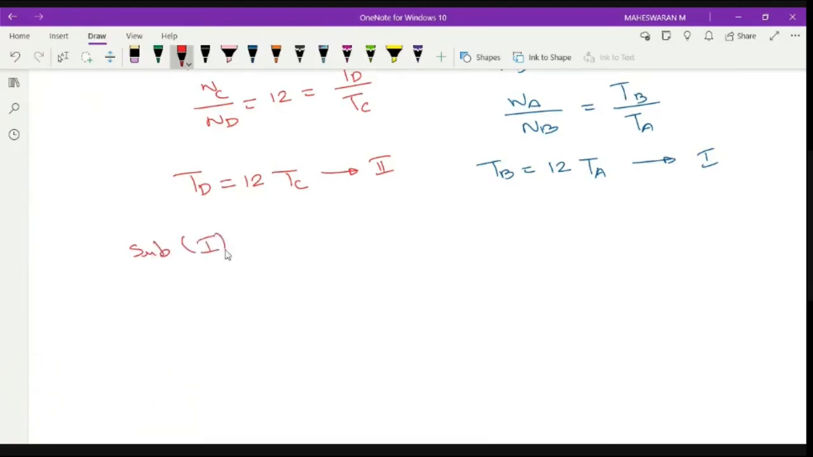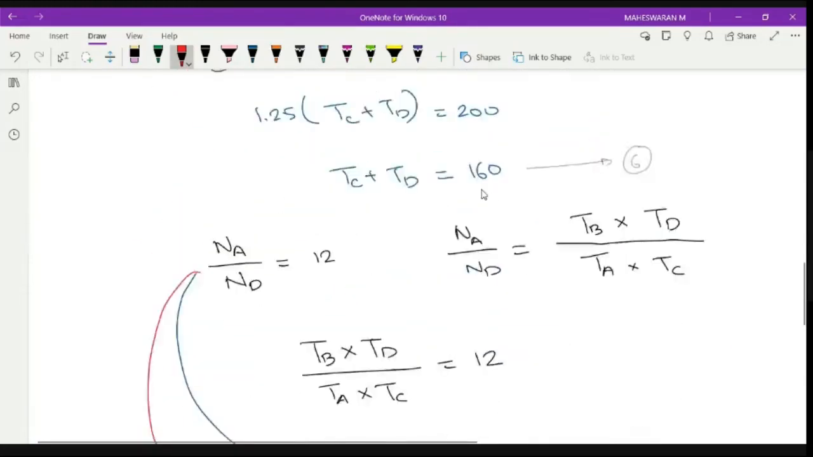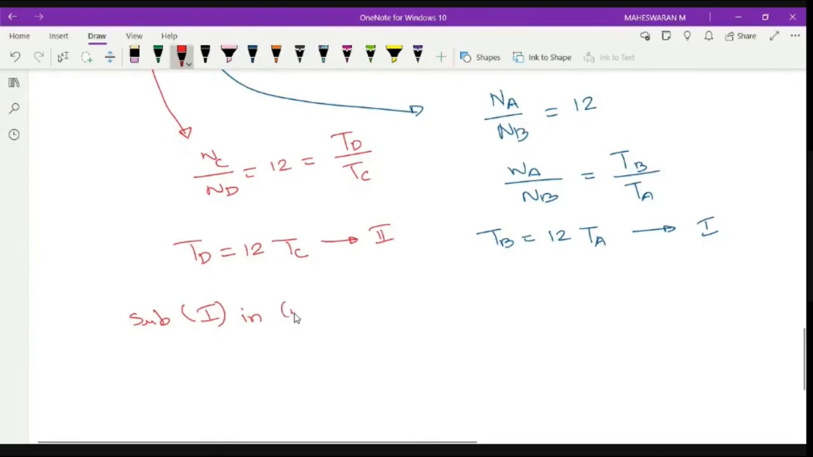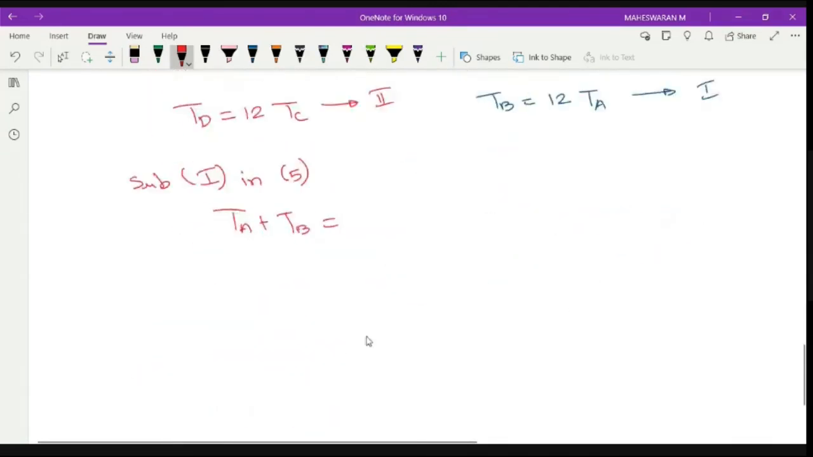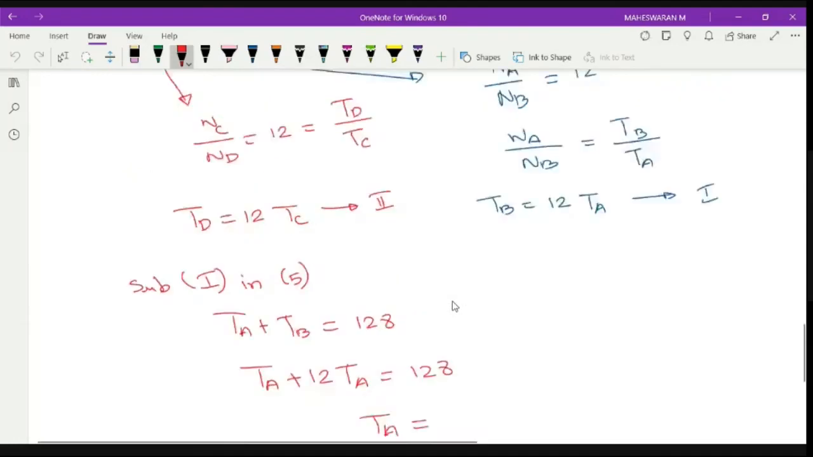Substitute the first equation in equation 5. What is equation 5? TA plus TB equal to 128. So I know TB is 12 times of TA, which means TA plus 12 TA is equal to 128. So what is your TA? 9.846. Sir, 9.846 is approximately 10.